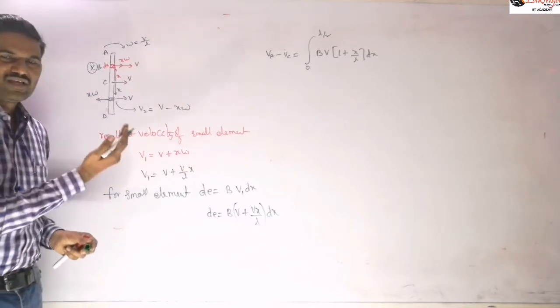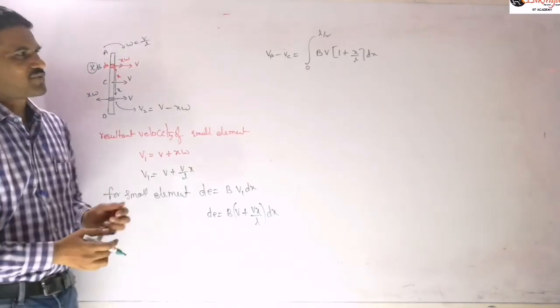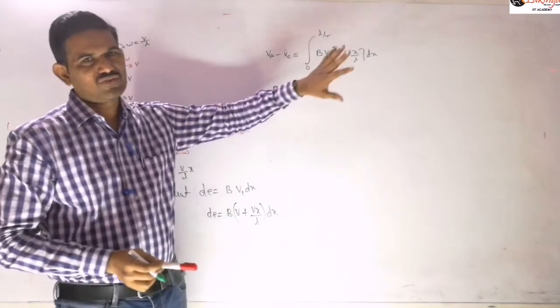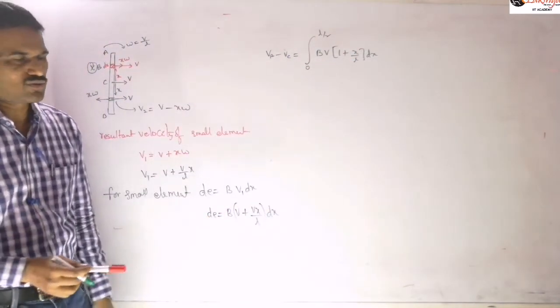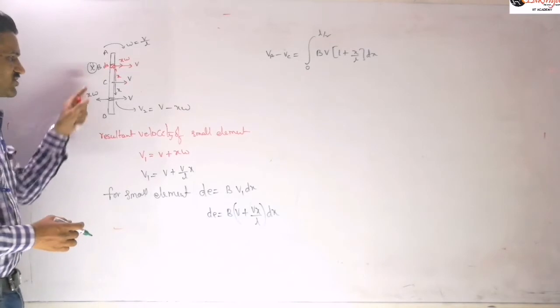So in a similar way, everything will be similar, except here you will get the minus sign. That is the only difference. Do that calculation also, then you will get the potential difference between these two points.